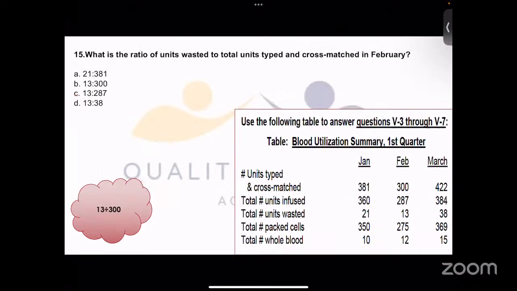For number 15, what is the ratio of units wasted to total units typed and cross-match in February? Okay, in February, pay attention. Ratio means keeping the numbers as they are, so not converting to percentages. So here in February, the wasted units we have here is 13. What about the total cross-match units? We have 300. So the ratio is 13 is to 300. So letter B here is the correct answer.